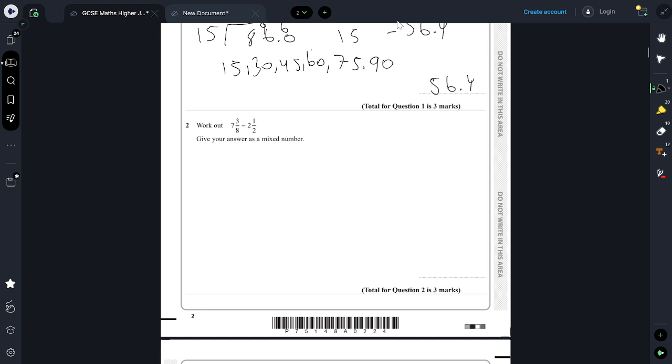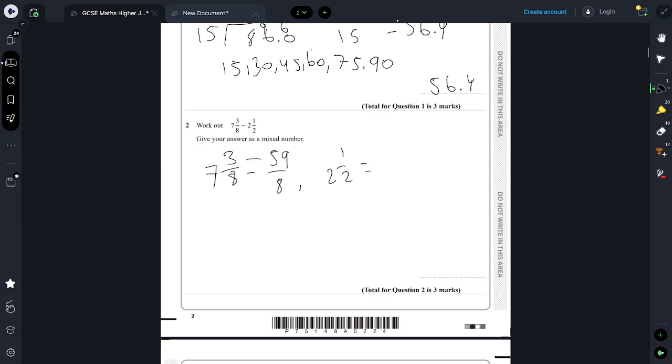So now we've got a fraction one. These are mixed fractions because there's a whole number and a fraction. The best thing I'd recommend is to firstly convert both of them into just a fraction, an improper fraction. So 7 and 3 over 8, convert that into fraction form. Times the whole number by the denominator, 7 times 8, which is 56. And then add the 3. So 59 over 8.